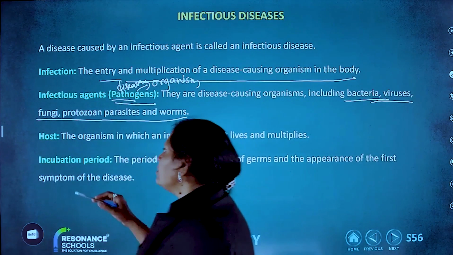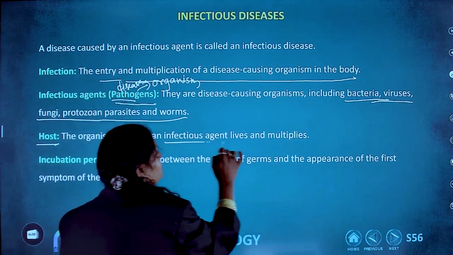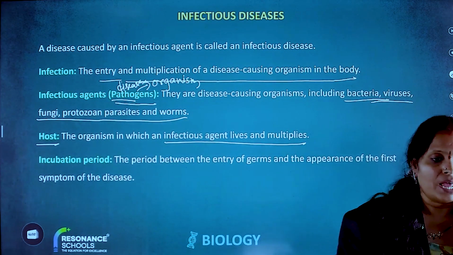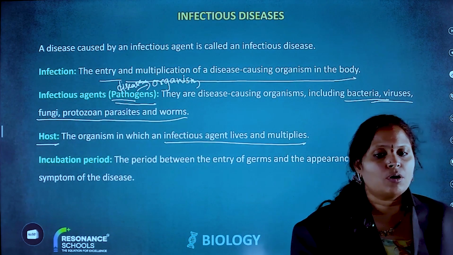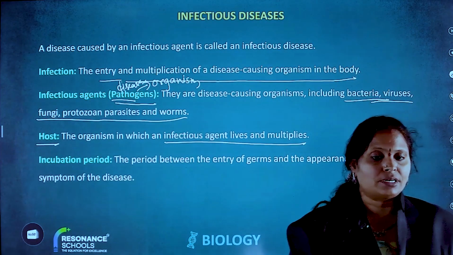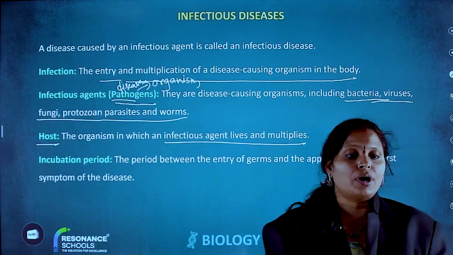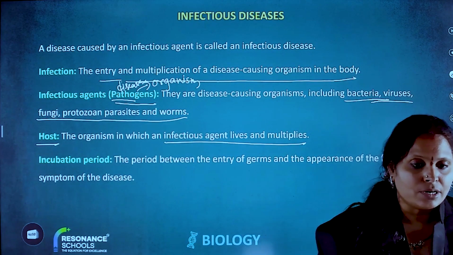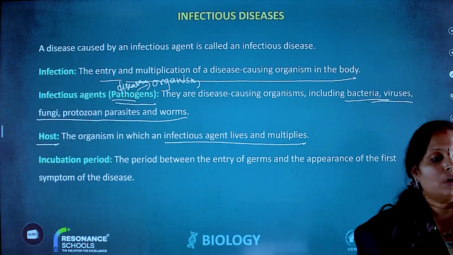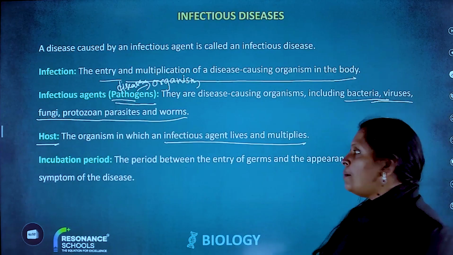And coming to the host, what do you mean by host? The organism in which an infectious agent lives and multiplies. For example, malaria. Mosquito is the host for the parasite. Human is also the host for the parasite. The parasite will survive in the human body. At the same time, mosquito also. Mosquito and human body are the hosts for the malaria disease. Okay.